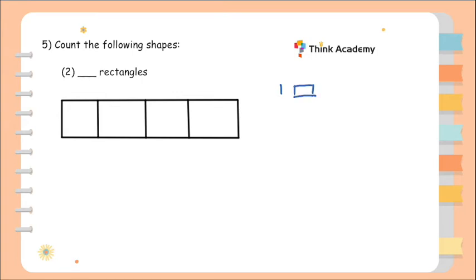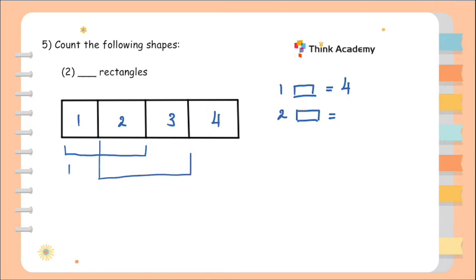If I'm starting with a group of 1 rectangle, how many can I have? In order from left to right, I have 1, 2, 3, and 4. So I have a total of 4 rectangles. And what about a group of 2 rectangles? I can have from 1 to 2, 1. And from 2 to 3, I have 2. And from 3 to 4, I have 3. So now I have 3 rectangles.